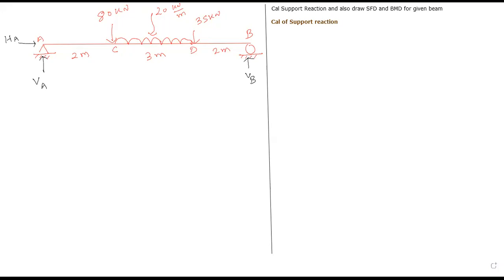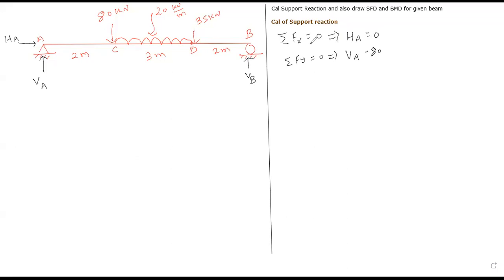First step is sigma Fx equal to 0. The algebraic summation of all forces in the positive x direction should be equal to 0. So we will get HA equal to 0. I hope it is clear to all. Similarly, next is sigma Fy equal to 0. Starting from the left side, upward forces are positive and downward forces are negative. VA is going in the upward direction, that's the reason plus VA. Minus 80 because of the point load, downward direction.